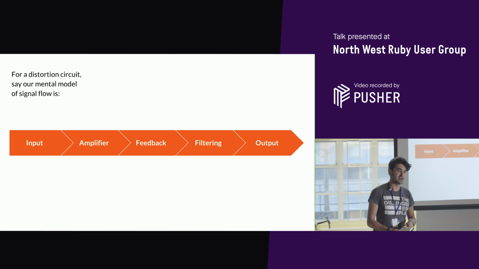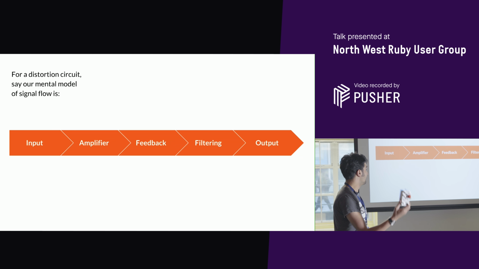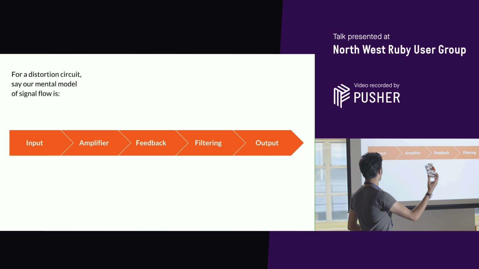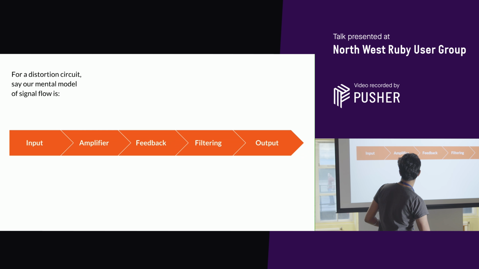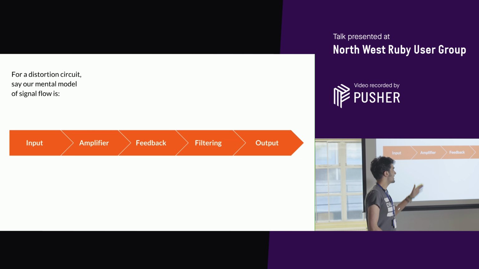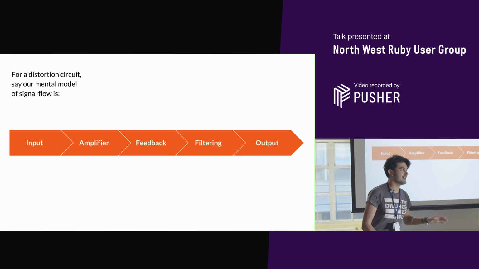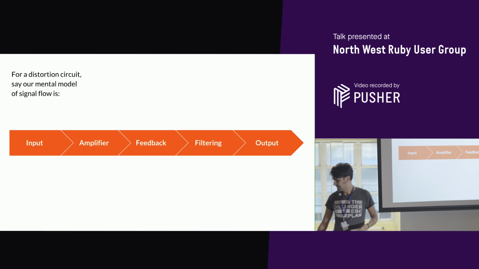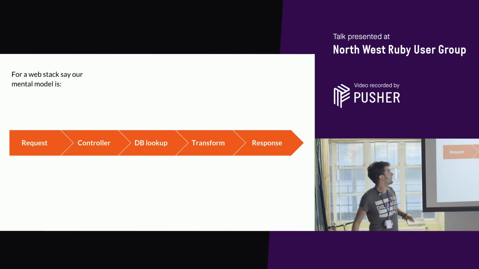So I've touched on the fact that I build pedals. Here is a distortion pedal, a fuzz pedal to be specific. What is a mental model for this if you know what it is, right? Simply, most distortion circuits have an input, they have an amplifier stage, they have a feedback stage, which may or may not have clipping in it, they have a filtering stage, and they have an output stage. So that's how we might model that and model the signal flow within there.